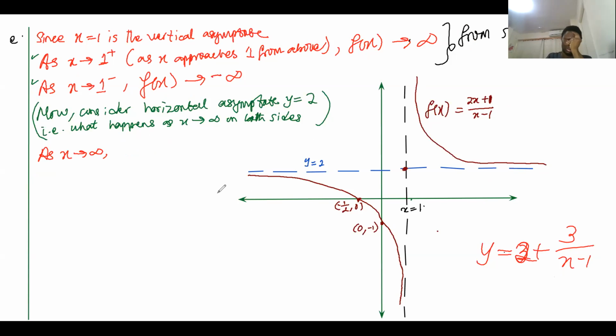Type in 2 plus a fraction, 3 over, let's say, 100 minus 1. Something like this. We're going to be changing that 100 to become a bigger number. Does everybody get that? Can you see this?